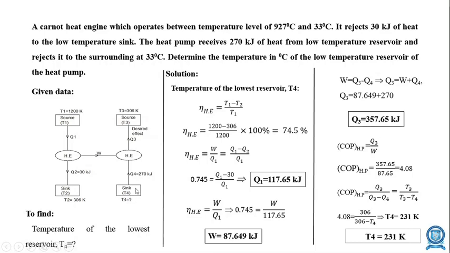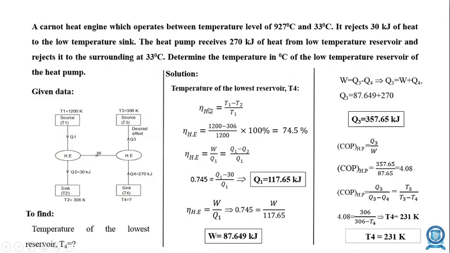Here there is an illustration drawn as a diagram. Q4 and Q3 are the heat extracted or heat rejected in the heat pump. Here T3 is 306 Kelvin. As I already told you, the sink temperature of the engine is equal to the source temperature of the heat pump. Solution: the temperature of the lowest reservoir T4 is what we are going to find.